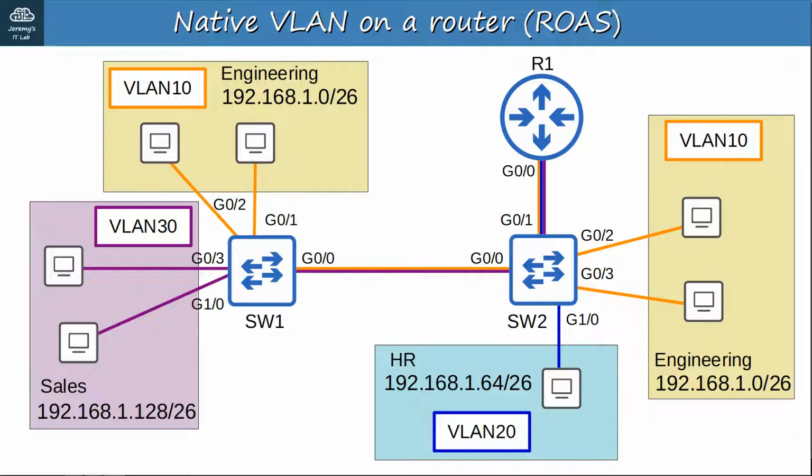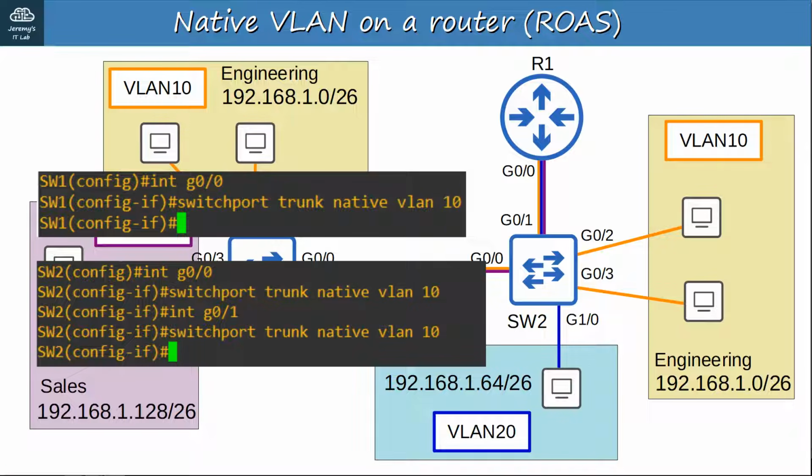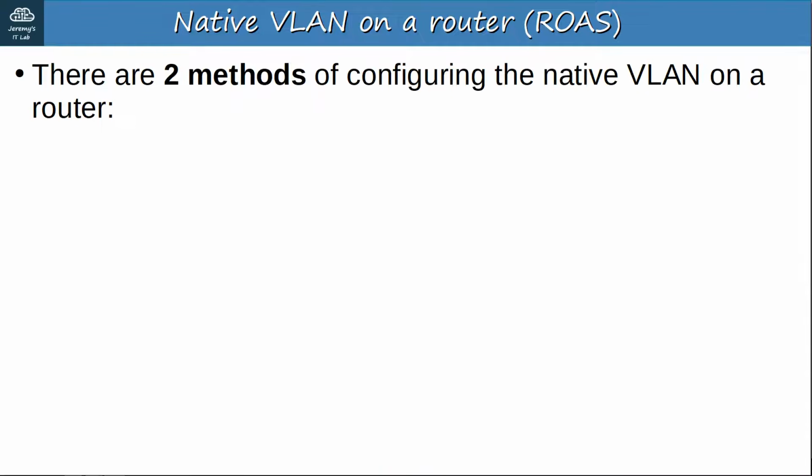In the previous video, I set the native VLAN to 1001 on switch 1's G0/0 interface, and switch 2's G0/0 and G0/1 interfaces. So just for this demonstration, let's set them back to a used VLAN, VLAN 10 on all trunks. There are two methods of configuring the native VLAN on a router. Let's take a quick look at both.